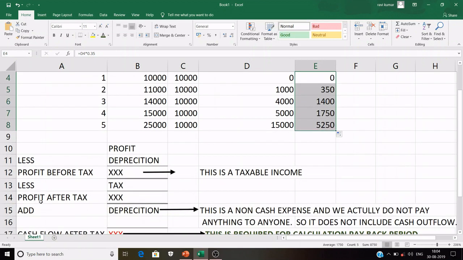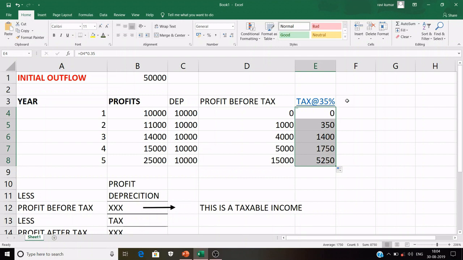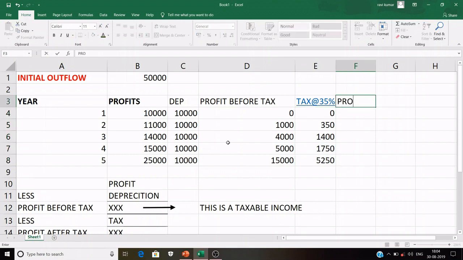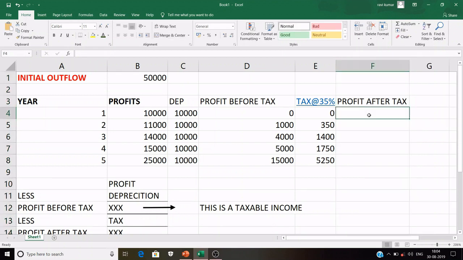Now to get profit after tax, I will deduct tax out of profit before tax. So write profit after tax. It is equals to this minus this. Simple. It comes to profit after tax. Now I'm dragging it, and this is our profit after tax.